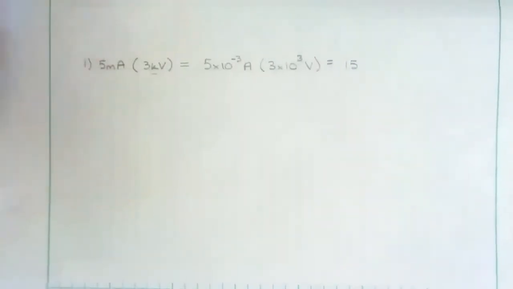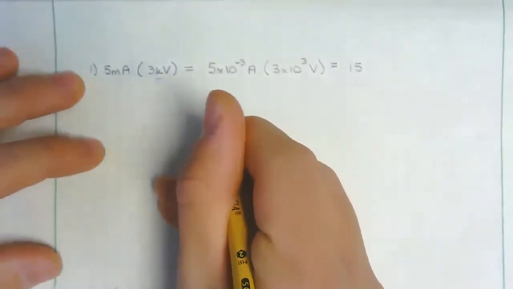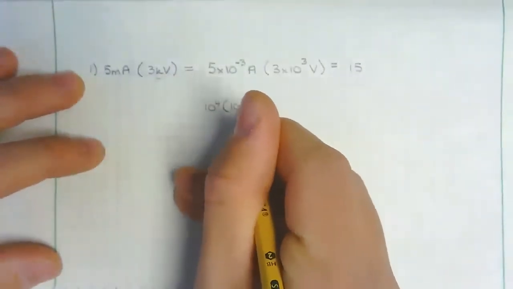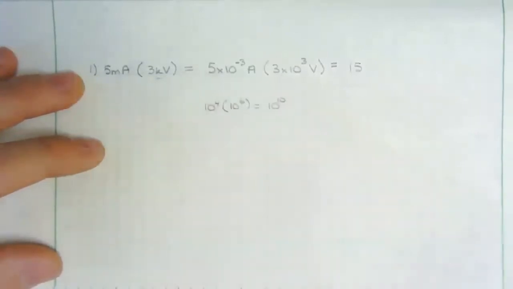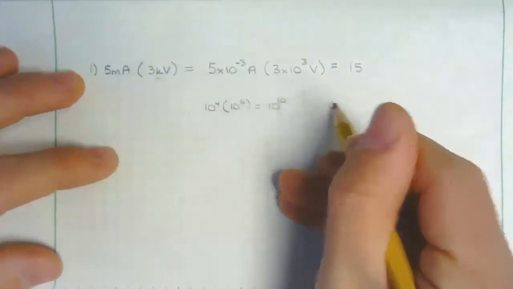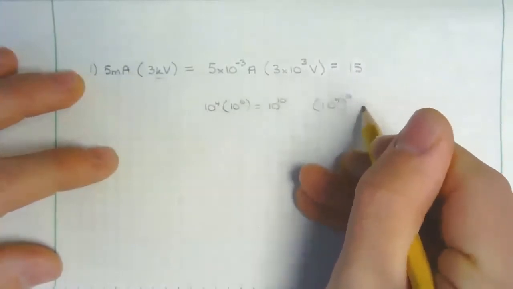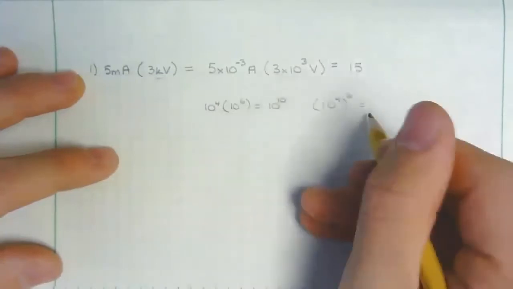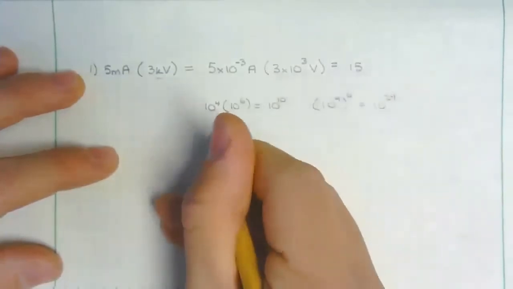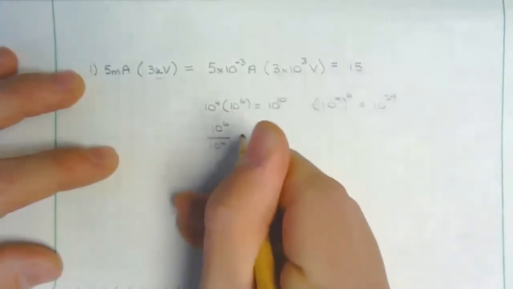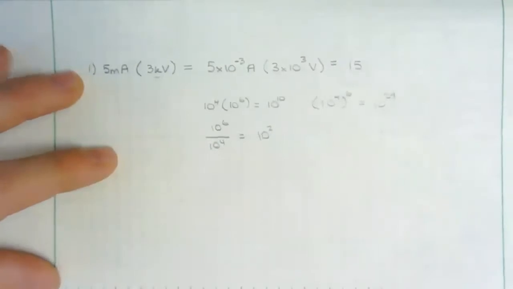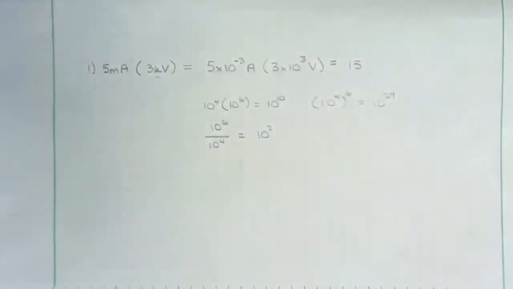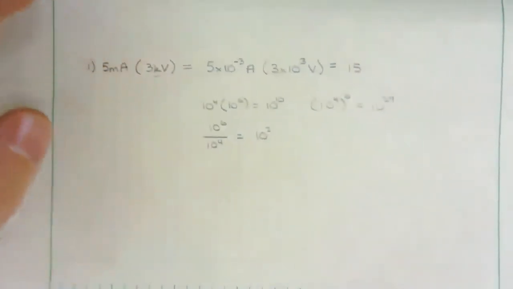And then we have 10 to the negative 3 and 10 to the positive 3. If you remember your relationships of exponents, if we had 10 to the 4 times 10 to the 6, we get 10 to the 10. They add, they do not multiply. If we had 10 to the 4 to the 6, we would get 10 to the 24. If we had 10 to the 6 over 10 to the 4, we get 10 squared. So that's going to be the relationship we have there. So we have 10 to the negative 3 times 10 to the positive 3, which is going to give us 10 to the 0, or 1. So we're going to have 15 times 1.